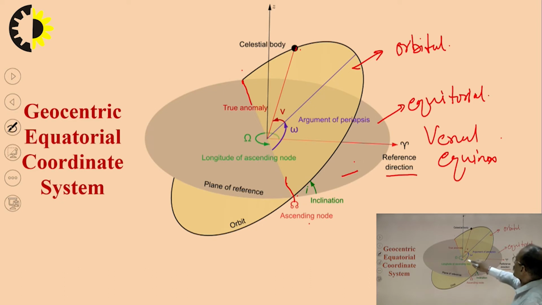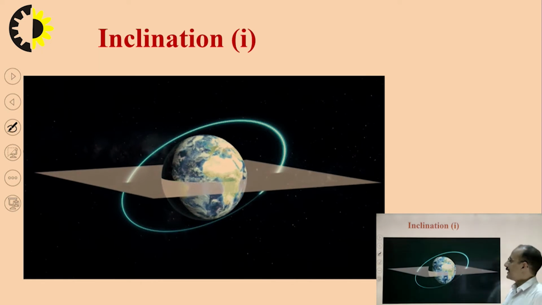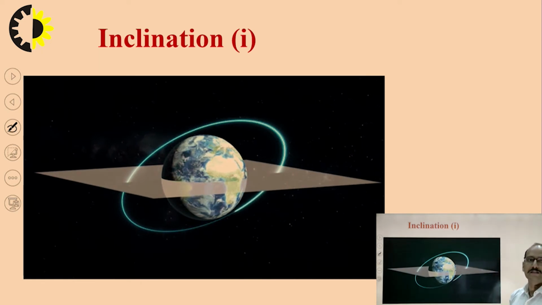Now this is the true anomaly. This red is the true anomaly, which we will discuss later. This is the longitude of the ascending node. This is the ascending node. Now this is the angle of inclination. Inclination means the angle formed between the equatorial plane and the orbital plane. And the argument of periapsis is basically related to the perigee, or periapsis is the same. So now this is the inclination angle. By this diagram you can easily understand this.